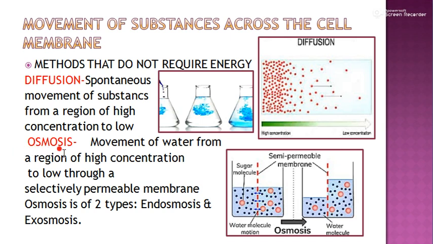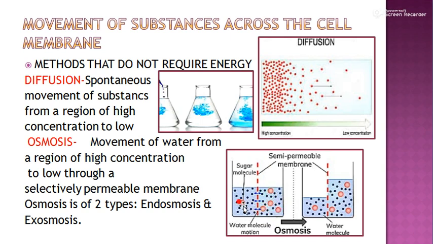Another is the osmosis process. मूवमेंट ऑफ वाटर, देखिए डिफ्यूजन में मैंने नहीं बोला था कि वाटर है कि सॉलिड है कि गैस है, बट ऑस्मोसिस में बोल रहे हैं मूवमेंट ऑफ वाटर फ्रॉम अ रीजन ऑफ हाई कंसंट्रेशन टू लो थ्रू अ सेलेक्टिवली परमिएबल मेम्ब्रेन. So in the osmosis process, water particles move from high concentration to low concentration, and through what? Selectively permeable membrane.